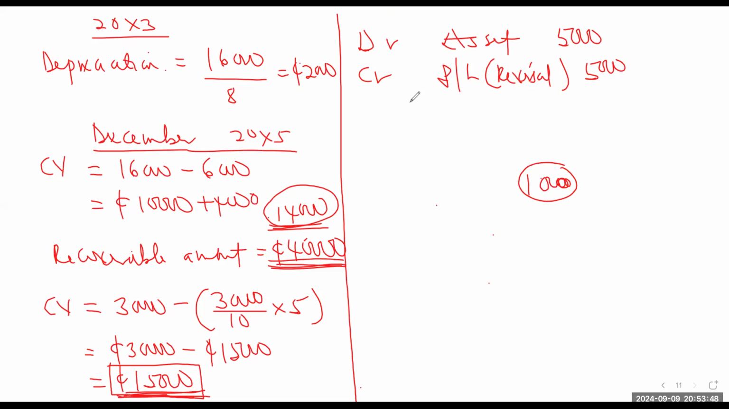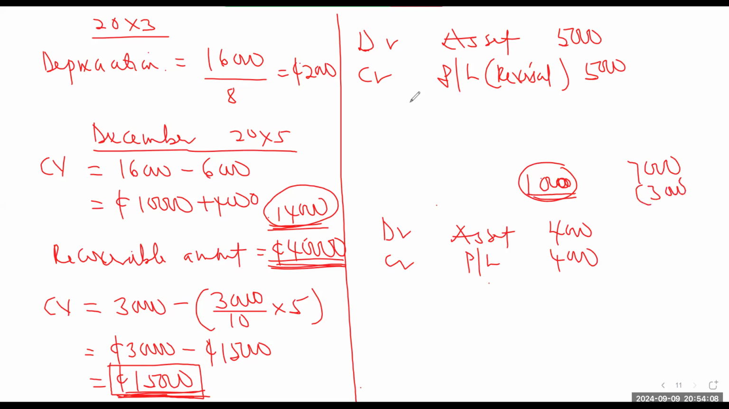So what will happen is that you debit your asset with 4,000, and you credit your P&L with 4,000. Why are we reversing only 4,000? Because the amount that we should have reversed should have been 7,000, because the impairment was only 1,000. But we have undercharged depreciation of 3,000. So we take it and have the 4,000. So that is how you go about it.